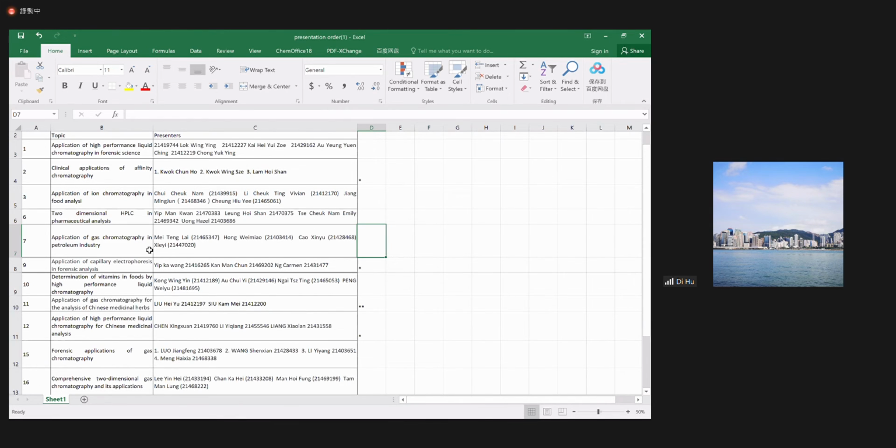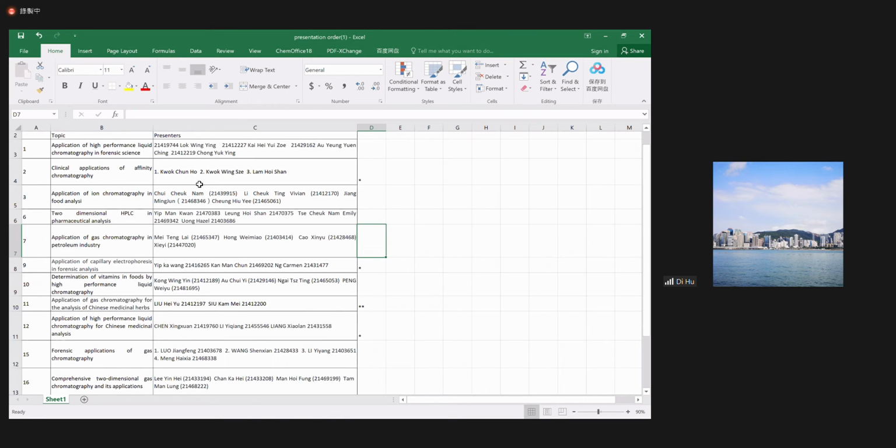Okay, application of high performance liquid chromatography in forensic analysis. Here is the student that successfully selected this topic. I'm going to upload this online later. And here's the second topic, clinical application of affinity chromatography. There are 3 students in this group, so that's why I put a star here. We're supposed to have 4 students in one group.